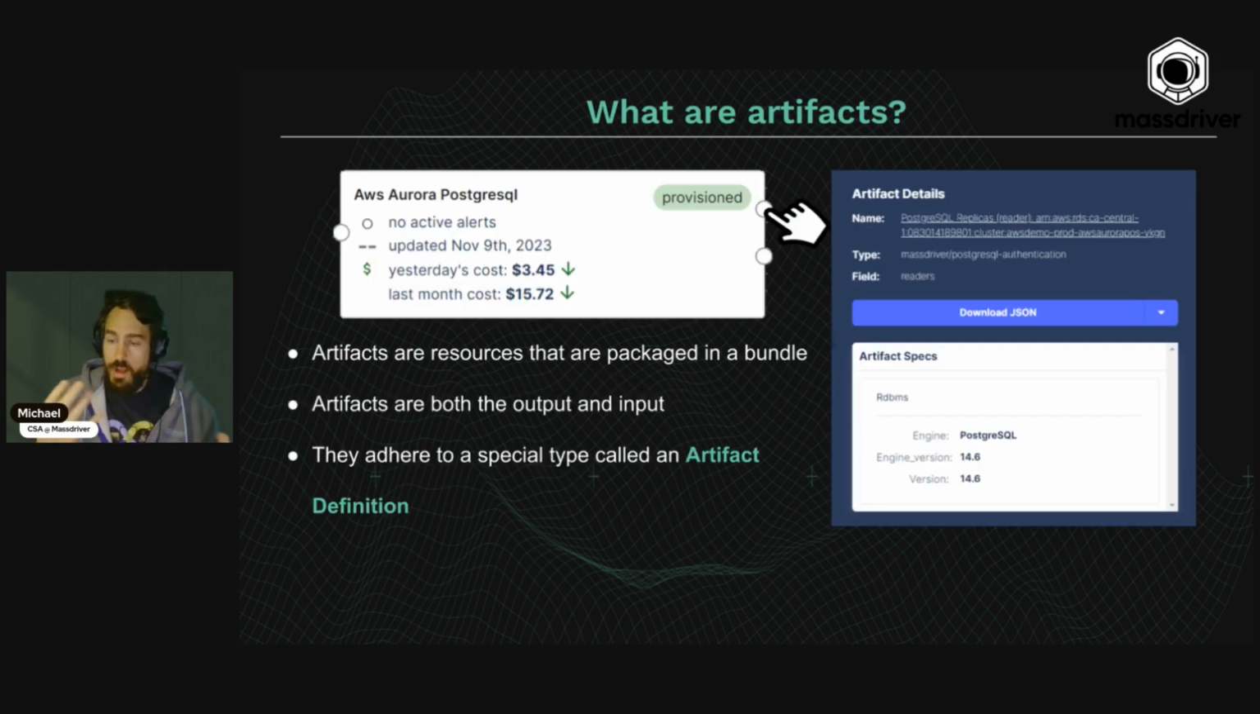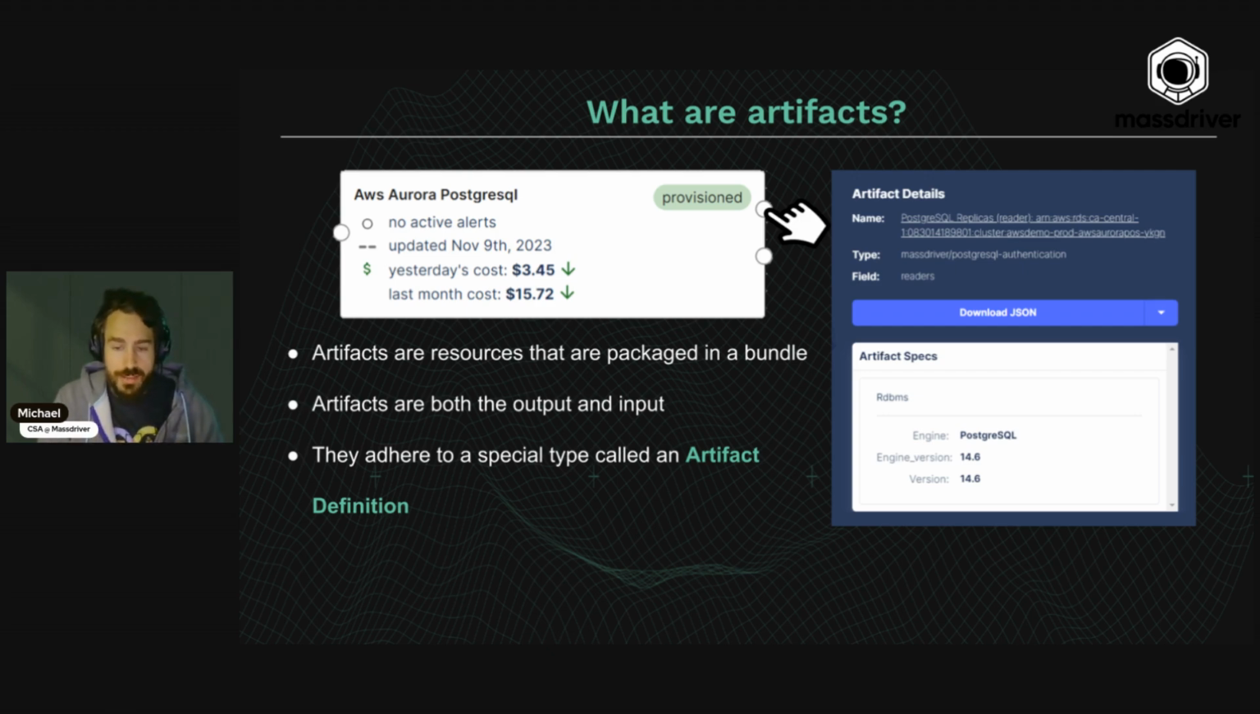So what are artifacts? Before we jump into the API endpoints, I think it's important to understand what an artifact in Massdriver actually is so that we can understand how we can use them to our advantage. In short, an artifact is a resource that is created by a deployment, much like a subnet is a resource within your Postgres bundle. So artifacts serve as the output of provisioning and the input of downstream bundles.